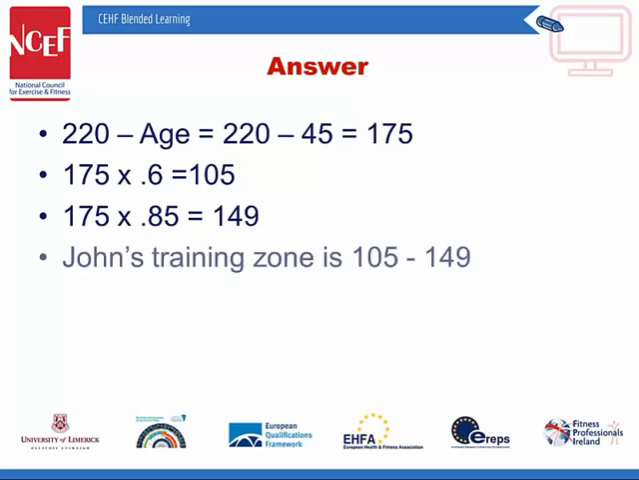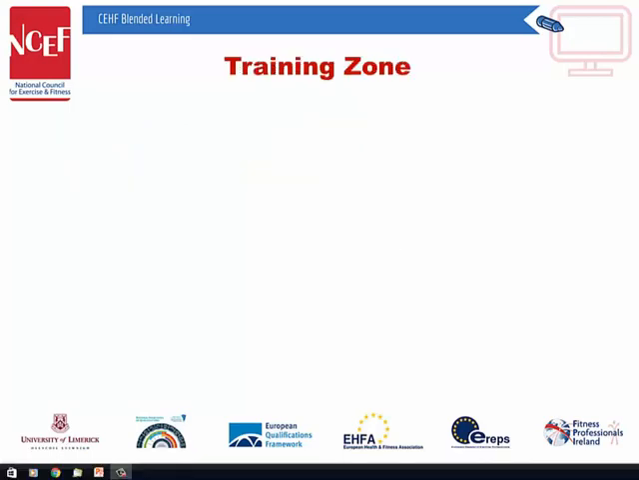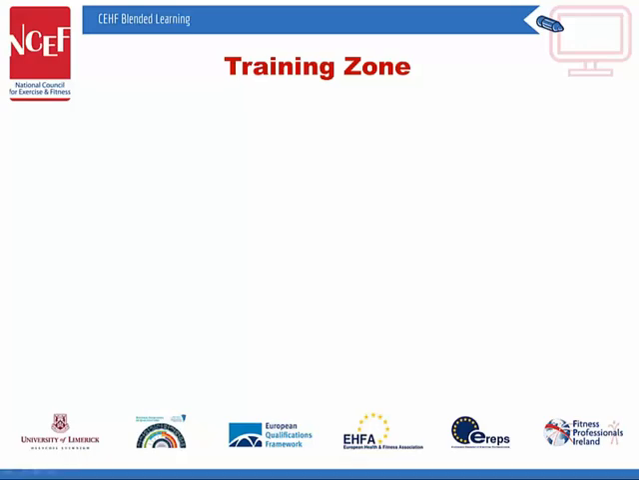So the answer to the task was 105 to 149. This is John's training zone. This is the training zone that John must work out at when he is trying to influence or improve the efficiency of his heart and lungs, his cardiorespiratory endurance. Let's look at Mary's training zone then in more detail and see how we would apply it in programming.